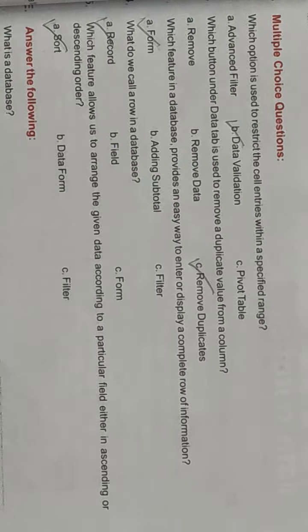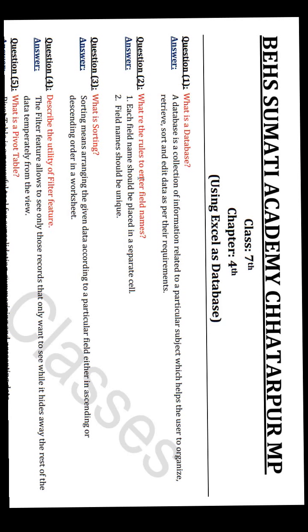Now come to the question answers of this chapter. So here is the first question of this chapter, which is, what is a database? A database is a collection of information related to a particular subject which helps the user to organize, retrieve, sort, and edit data as per their requirements. Next question is, what are the rules to enter field names? So firstly, each field name should be placed in a separate cell and field names should be unique. These are the two rules.